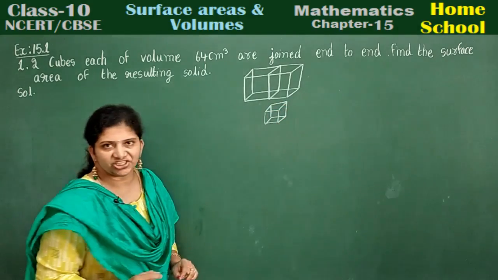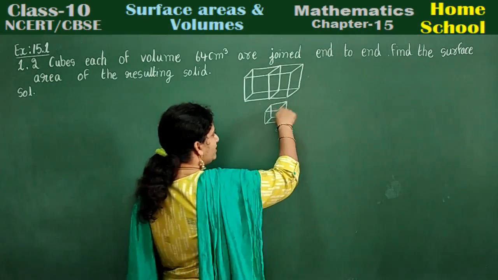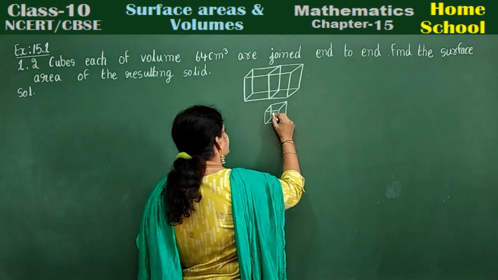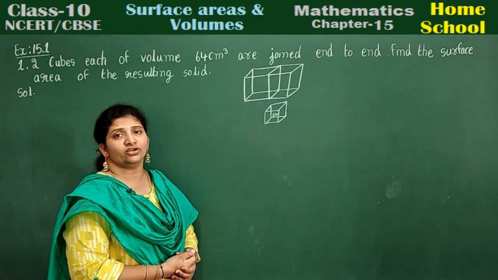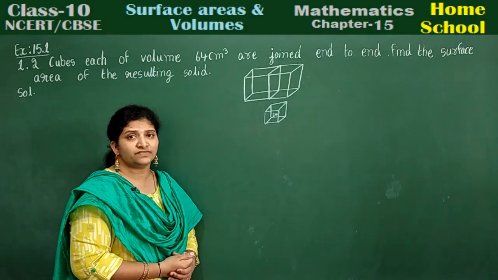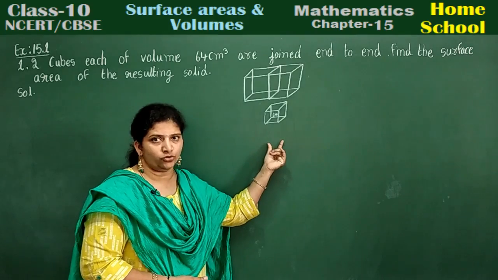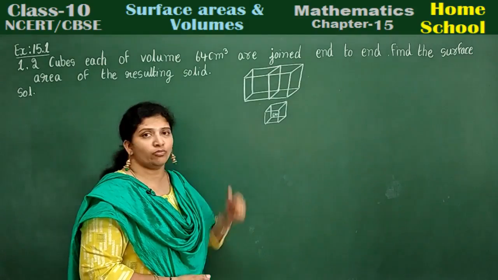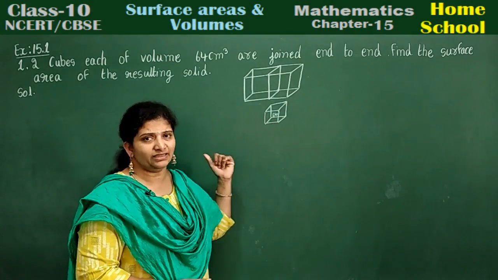What is a given question? Each cube volume is 64 centimeter cube. Volume means the quantity inside the cube. Then this is 64 centimeter cube. What we need to calculate? We need to calculate the surface area of cuboid. Which surface? Total surface area we need to calculate. We know the volume of a cube. We need to find any one side of this cube. In this cube, all sides are equal. So let us calculate the side length.